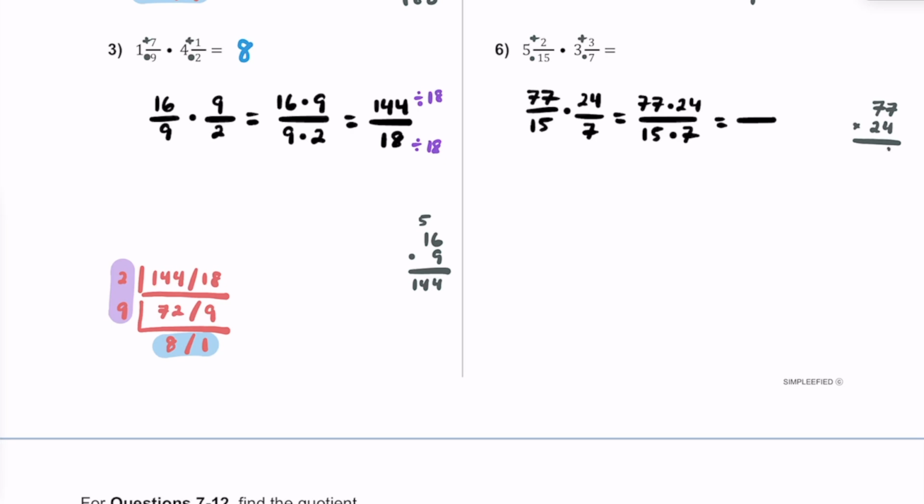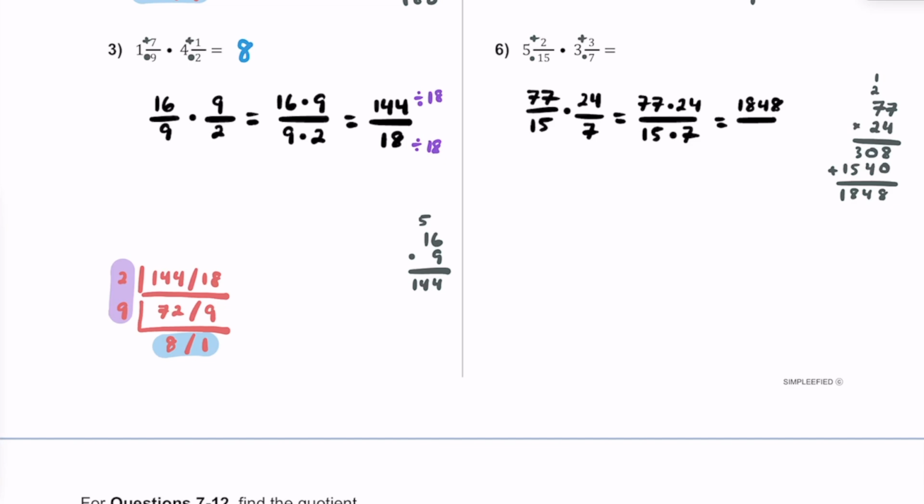4 times 7 is going to be 28, carry the 2. 4 times 7, again, is 28, plus the 2 is going to be 30. Let's put a placeholder here. 2 times 7 is going to be 14, carry the 1. 2 times 7 is 14 again, plus 1 is going to be 15. All right, so if we go ahead and add these up together, we're going to get 8, 4, 8, 1. So I think that's going to be our new numerator for the product, 1, 8, 4, 8.